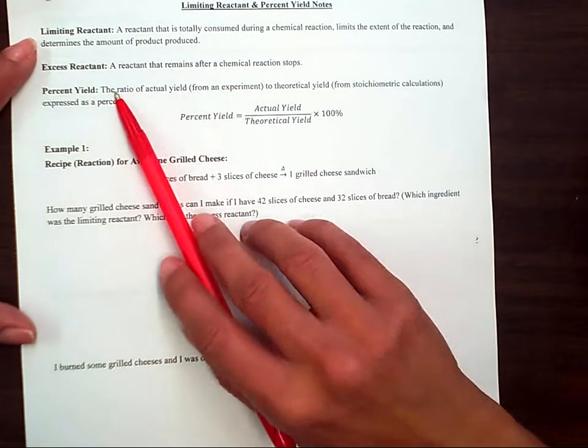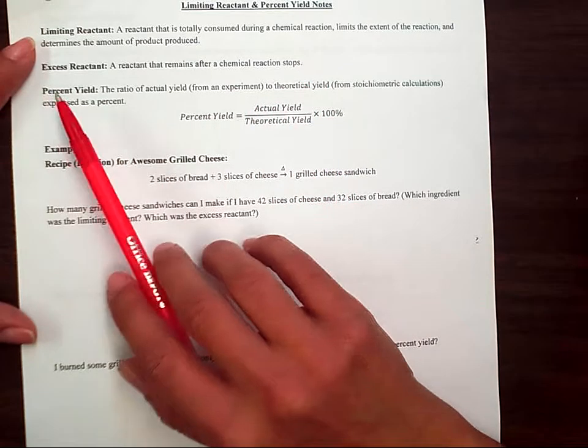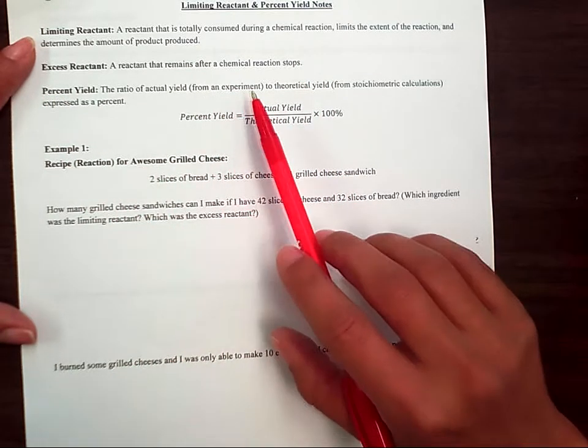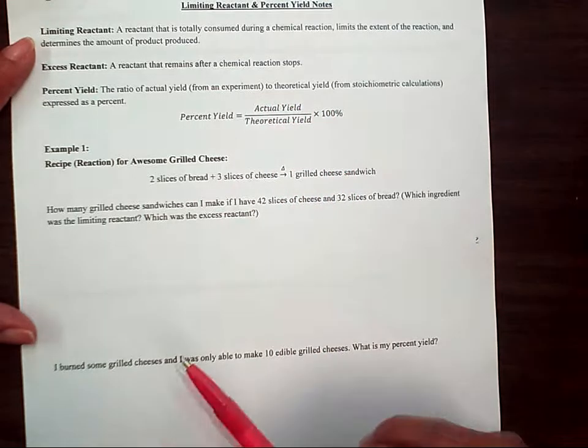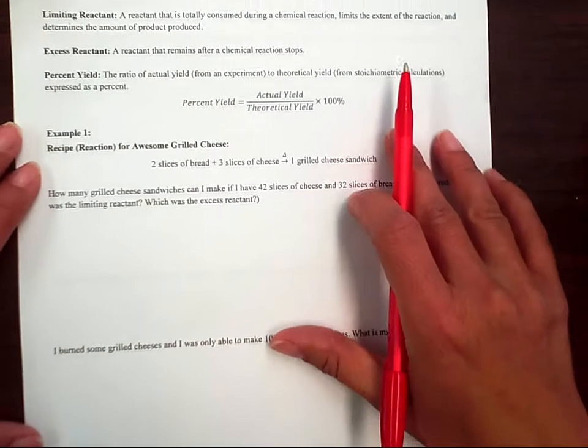Excess reactant is a reactant that remains after a chemical reaction stops. The percent yield is the ratio of the actual yield versus the theoretical yield, and there's the equation for that. So let's just try an example.